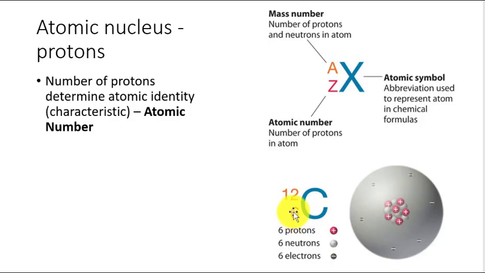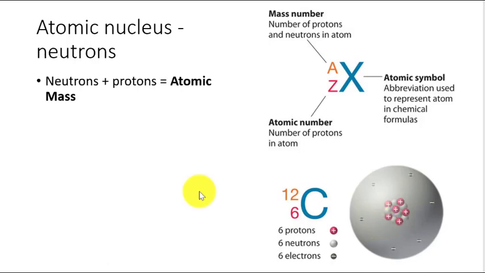So this number of protons is what gives the atom its characteristics, its identity. If we were to change this number of protons, let's say to 7, this would no longer be carbon. It would then be nitrogen. It would be a completely different element with a completely different set of characteristics. Protons: +1 charge, mass of 1 AMU, and they're found in the nucleus.